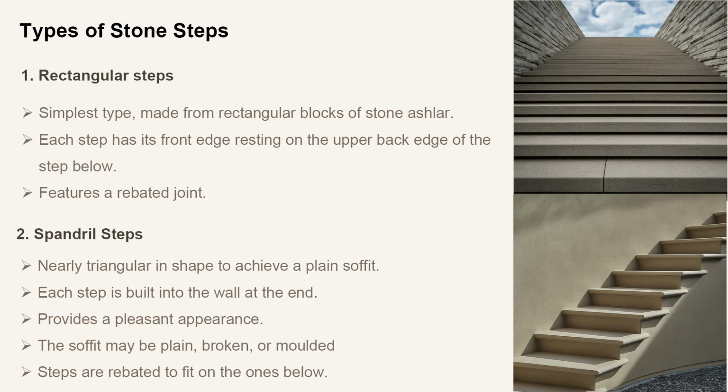And the first one is rectangular steps with rebated joint. These are the simplest. Imagine using large rectangular blocks of stone stacked with the front edge of one step resting on the back edge of the step below it. Sort of like how you might stack books slightly overlapping each other. That is how a rectangular step with rebated joint looks like.